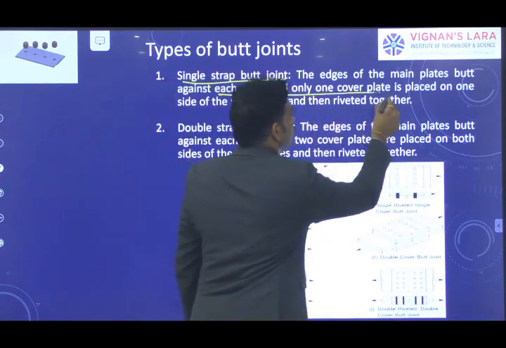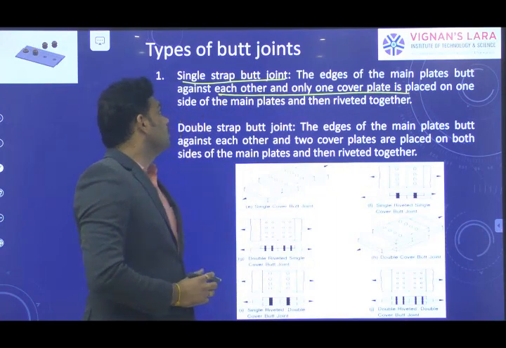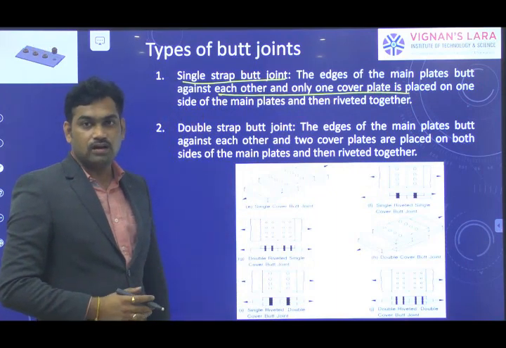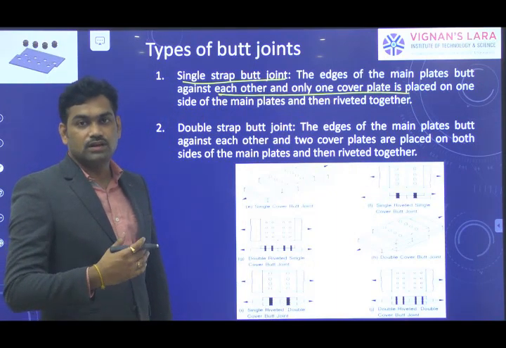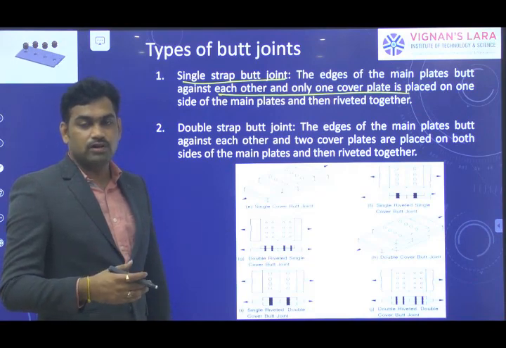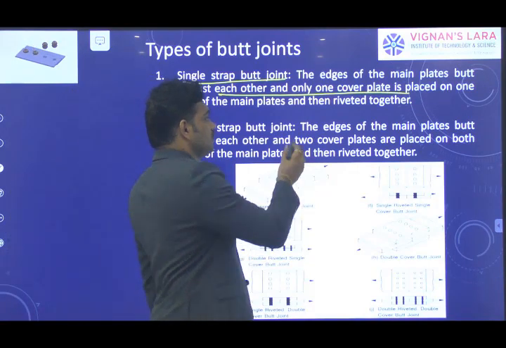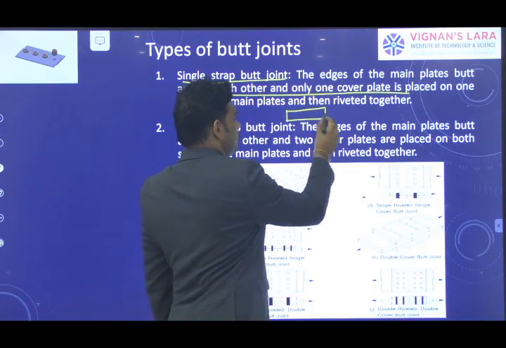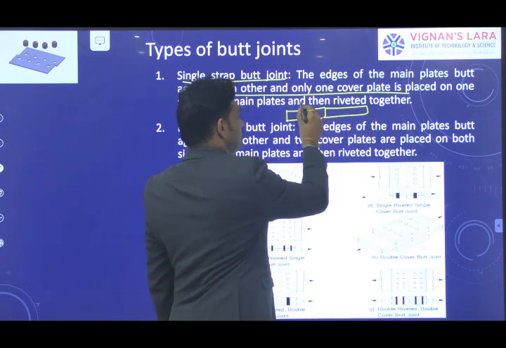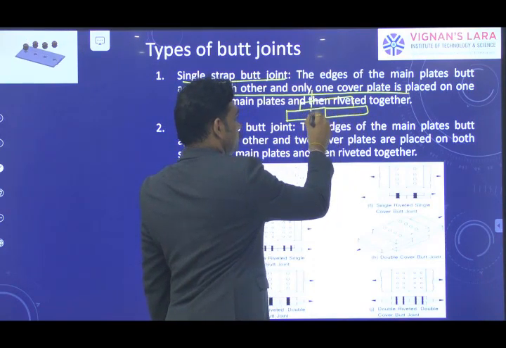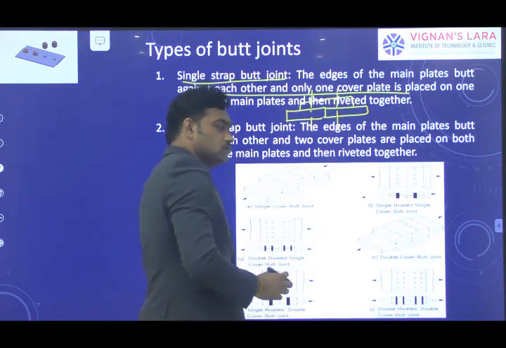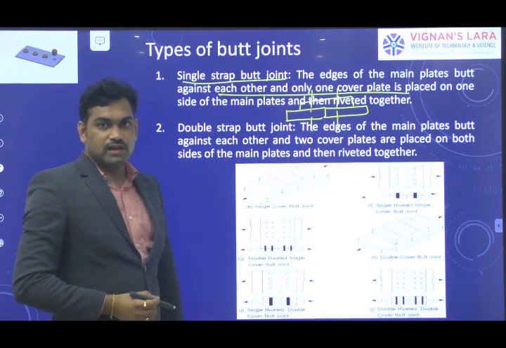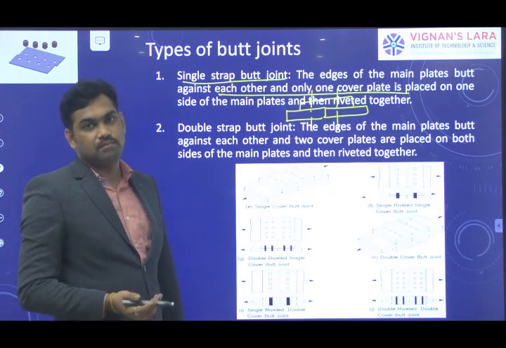Only one cover plate is used on one side of the main plates that are riveted together. Which means the additional strap you are going to use is on one side. So this is plate 1 and this is plate 2, and we can add one more plate here so that we can join the two plates. That type of joint we call a single strap butt joint.